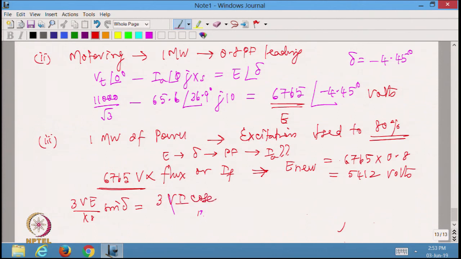Okay? Now, one more thing we said was 3VE by XS sin delta, which is also equal to 3VI cos phi. We said normally I cos phi is a constant whenever power is constant. Similar thing we should be able to say E sin delta is constant, because Xs is dependent upon the frequency. Infinite bus, Xs will be a constant. V is connected to infinite bus, so that is also constant. So, only thing is E sin delta is dependent upon the power. So, if power is a constant, E sin delta is a constant.